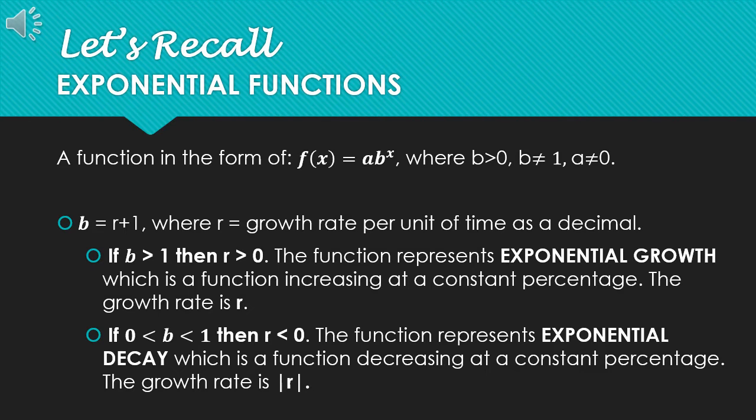So for our restrictions, since b should not be equal to 1, then we can assume that b is equal to r plus 1, where r is our growth rate per unit of time as a decimal. So in exponential functions, we have two restrictions. If b is greater than 1, then r is greater than 0. So that function represents exponential growth. While if b is greater than 0 but less than 1, then our growth rate per unit is less than 0, thus represents exponential decay.